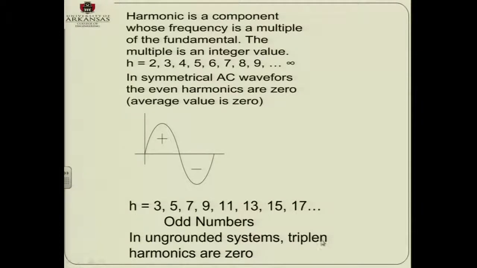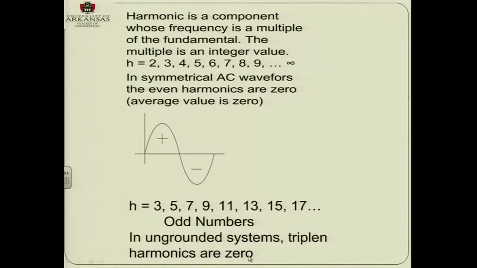In ungrounded systems, triple harmonics are 0. So if you don't have a ground, you're not going to have any multiple of 3. The 15th is gone, the 9th is gone, and the 30th is gone.